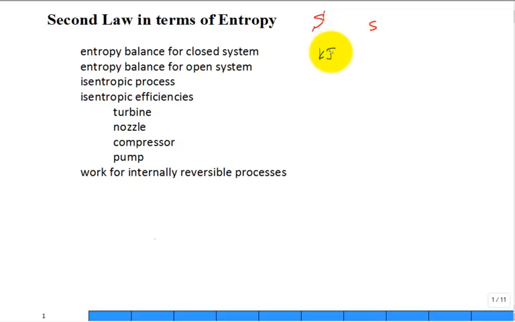Kilojoules per Kelvin. It's a new property, has some new unique units, and you want to get used to those units. How about that lowercase s? Kilojoules per kilogram Kelvin. All right. We had also an entropy balance statement, did we not? But we only had it for a closed system.